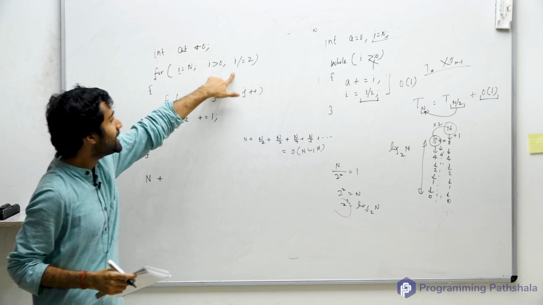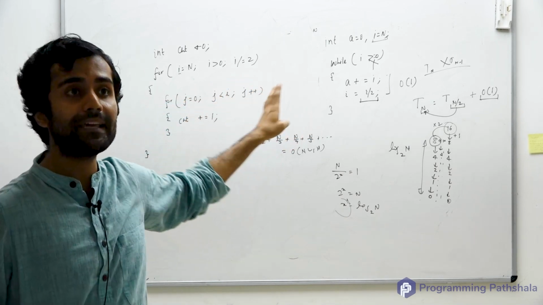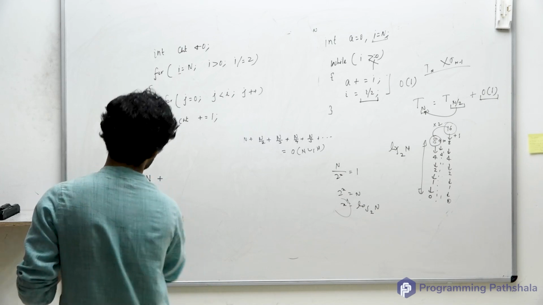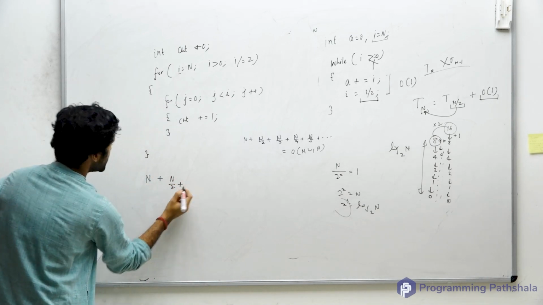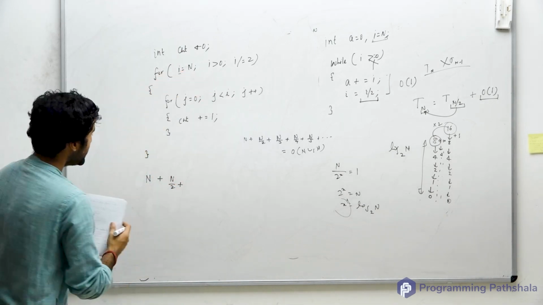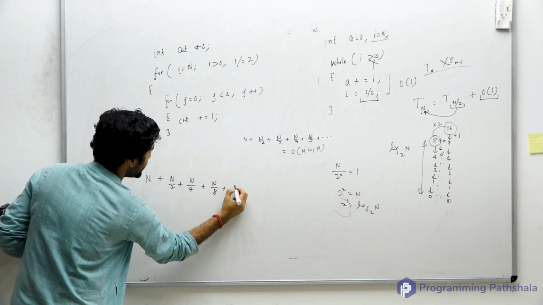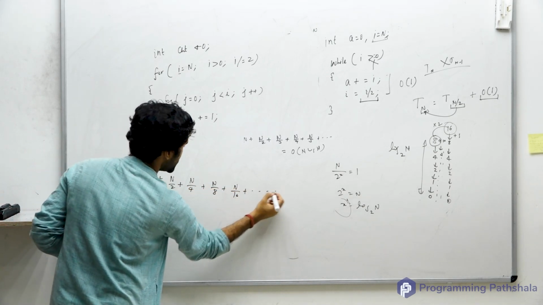What will be the next value of I? The next value of I will be n by 2. So for I equals n by 2, the inner loop will run n by 2 times. What will be the next value of I? n by 4. Then n by 8. Then n by 16. And so on and on.